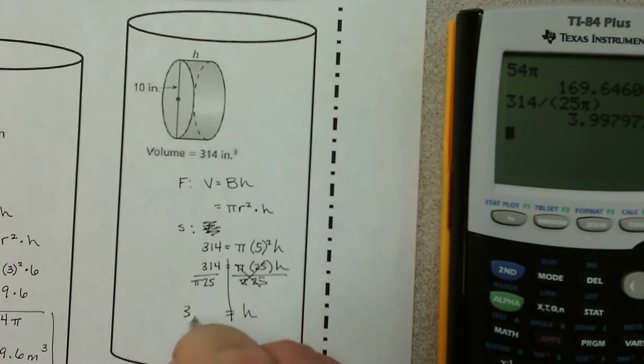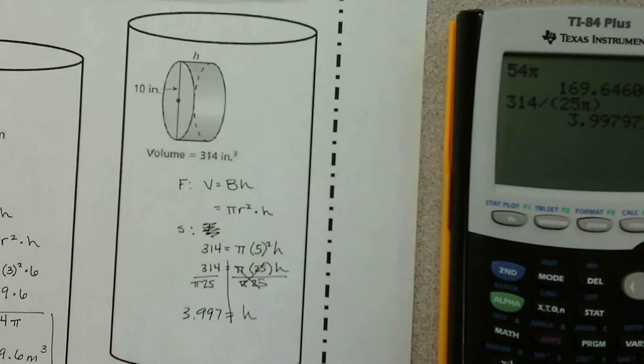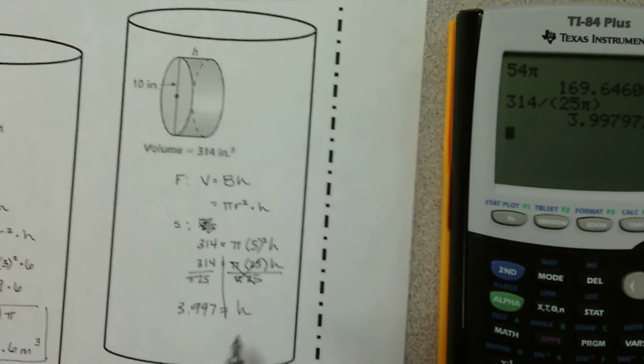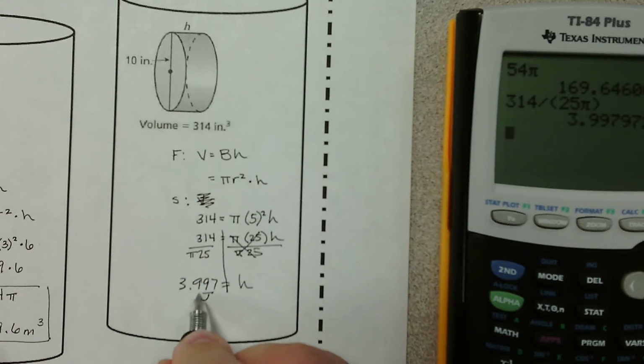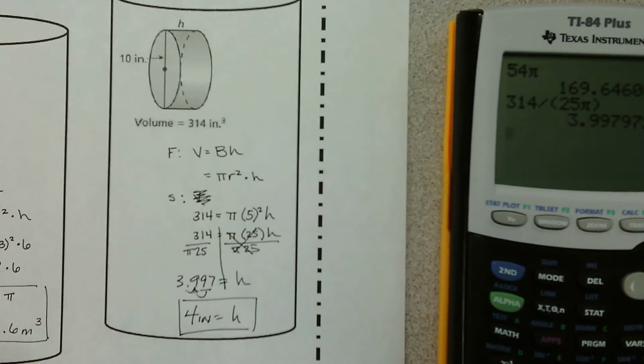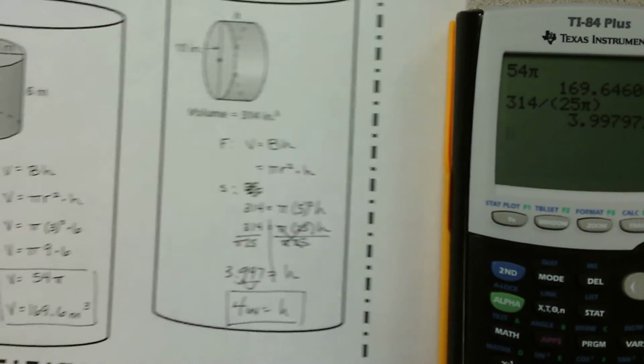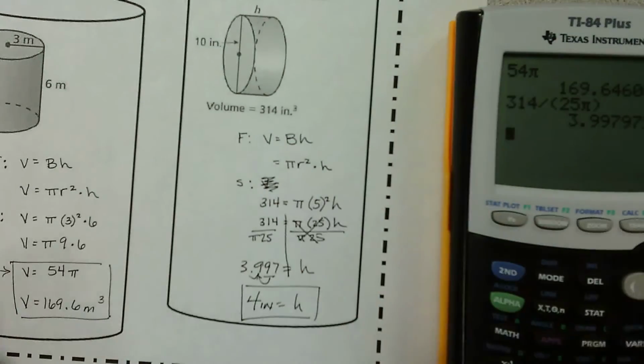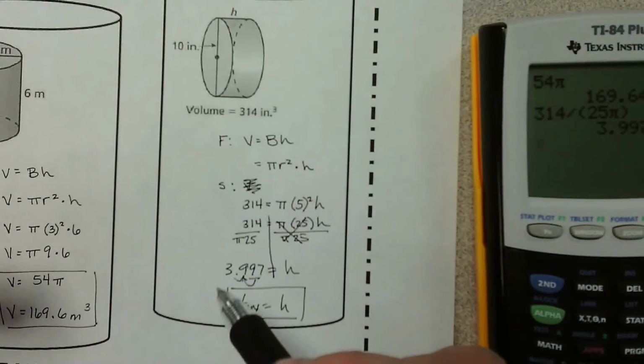So we get 3.997. Let's go ahead and round it to the nearest tenth. This 9 rounds this 9, which rounds this up to a height of 4 inches. So we've seen an example of how to find the volume. We've seen an example of how to find the height.